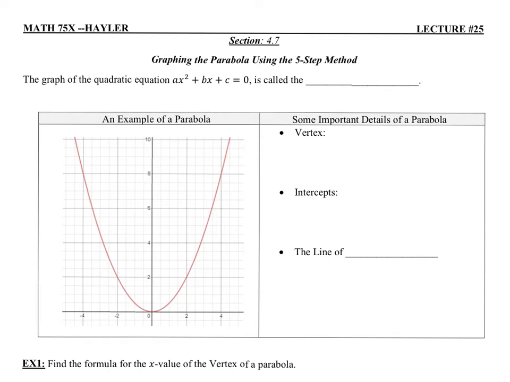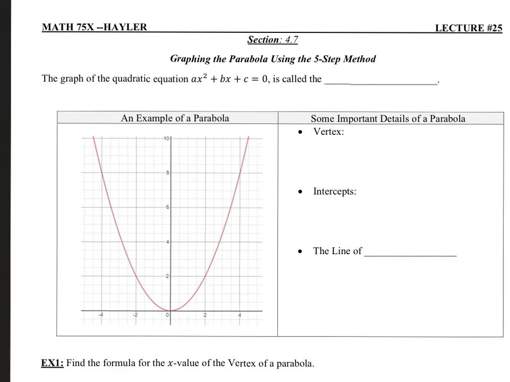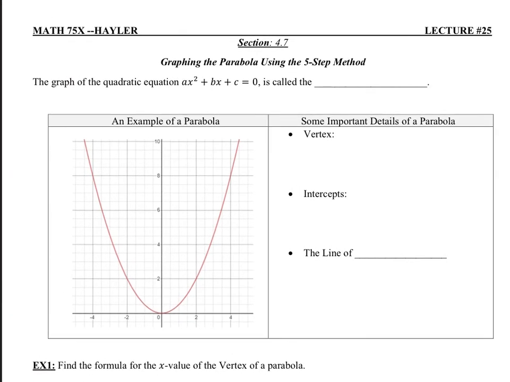Alright, so this is section 4.7, which is graphing the parabola using the 5-step method. The graph of the quadratic equation, which we've been working with solving, remember: for ax squared plus bx plus c equals 0, the graph of this is called a parabola. Here is an example of a parabola. It's this sort of U-shaped item. We have the arrowheads going on forever, or infinity, on both sides.